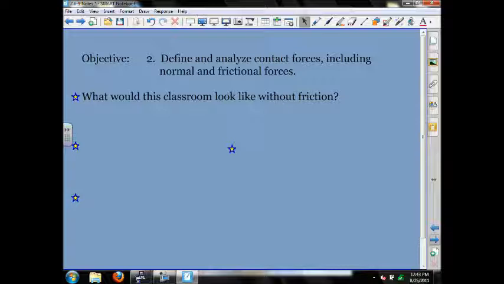Awesome. Not really. All right, so that's what the classroom would look like without friction. Why does friction occur? Hopefully we know what friction is. Contact force that opposes motion.